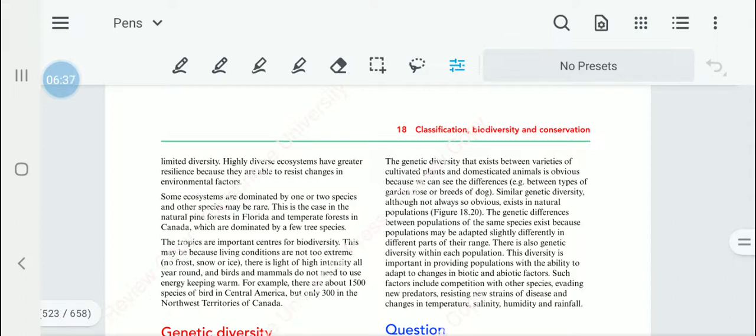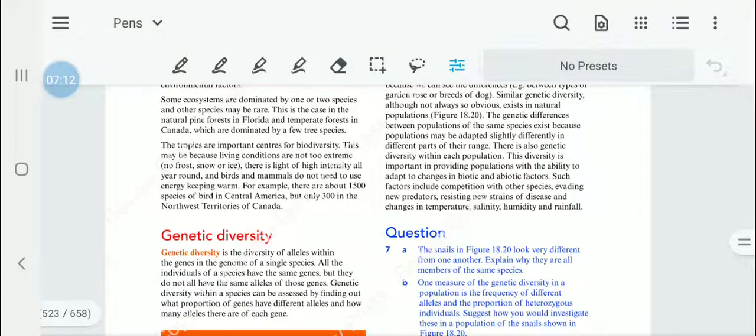Highly diverse ecosystems are able to resist changes in environmental factors. However, ecosystems dominated by one or two species are at high risk of being disturbed when environmental factors come into play.